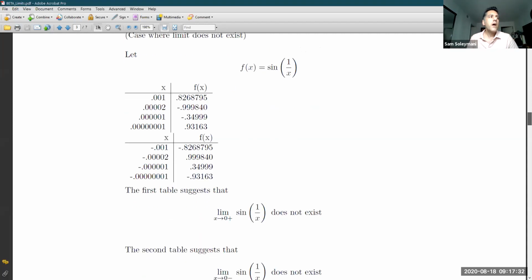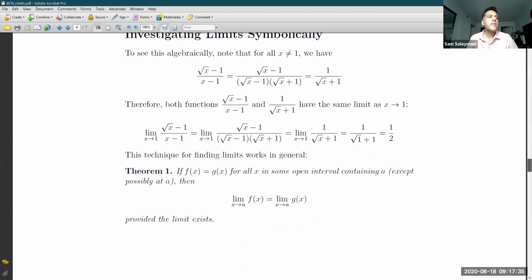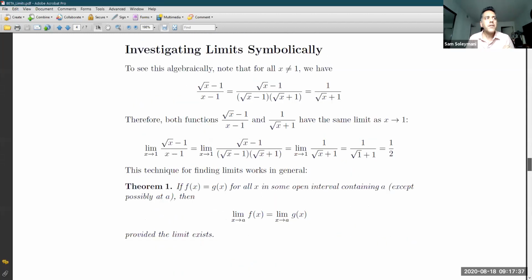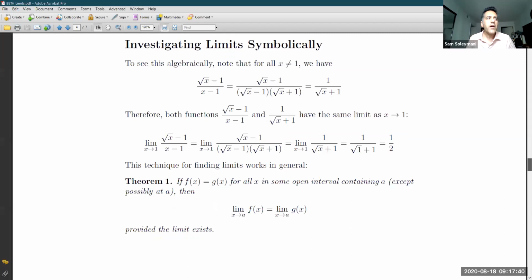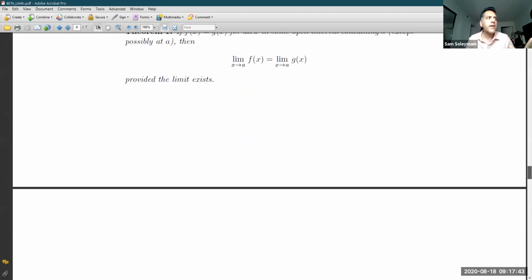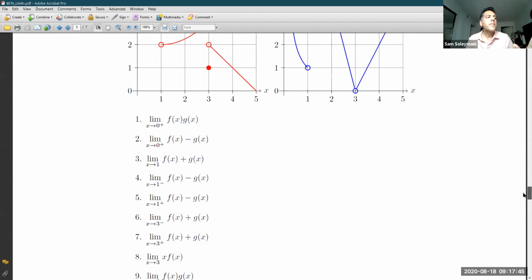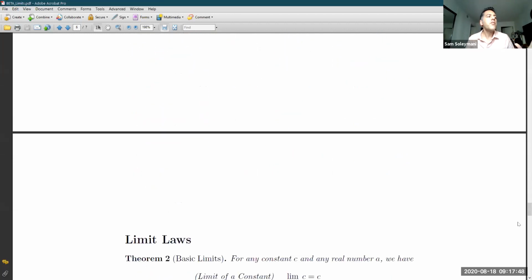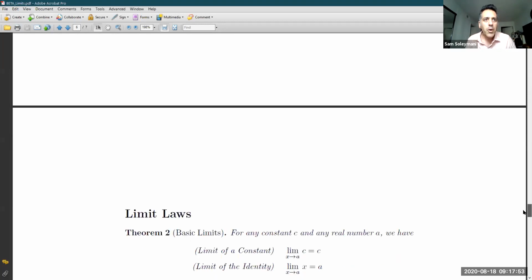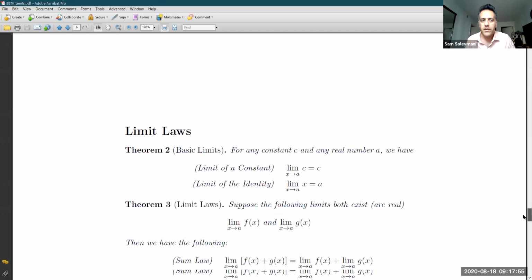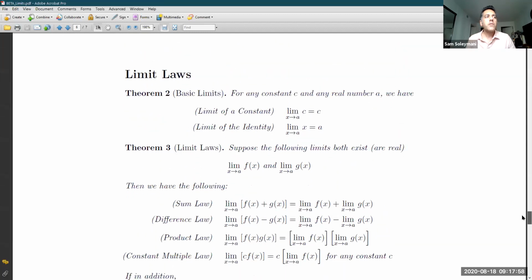Anyway, so let me just go down. I'll be going over how to investigate limits algebraically. I'll go over all of that. But what I want to mention here, I'm going to be doing a lot of problems. These are just notes that have been copied out of the book, really. Okay? I just want you guys to pay attention to these, what are called limit laws. All right? Limit laws or theorems.